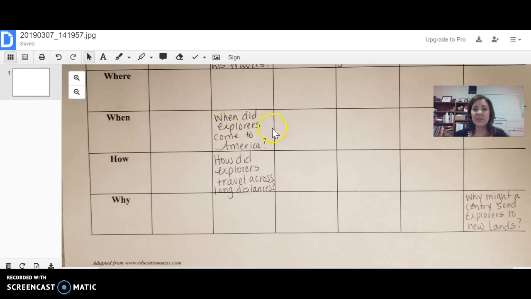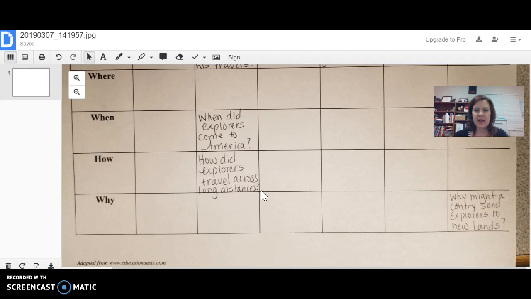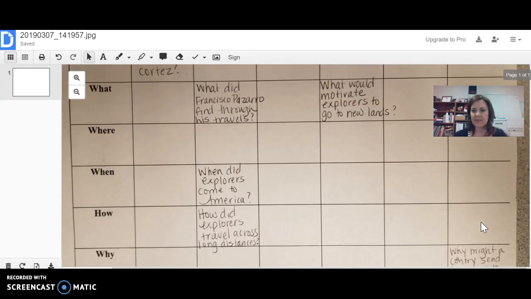So when did explorers come to America? Okay, so I'm going to get many different answers. There wasn't just one answer. Explorers have come to America for centuries. How about this one? How did explorers travel across long distances? So now we're getting into the question about how did they get here? Some of them came from very, very far away. And then this one I mentioned earlier, but this is one of the deepest level ones you can get, is a why and a might. So why might a country send explorers to new lands?